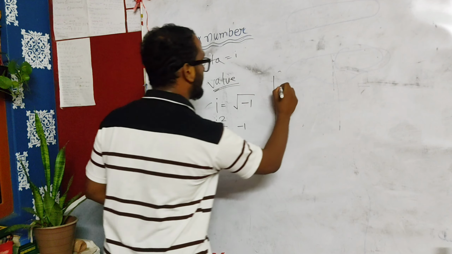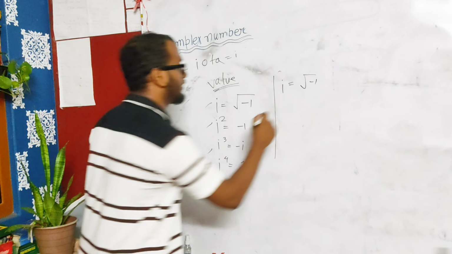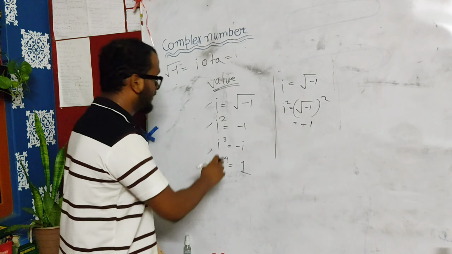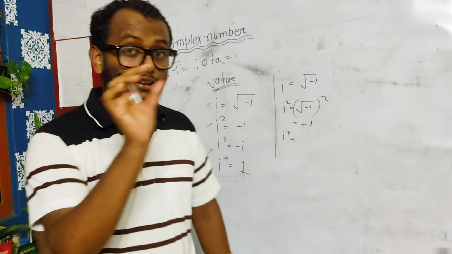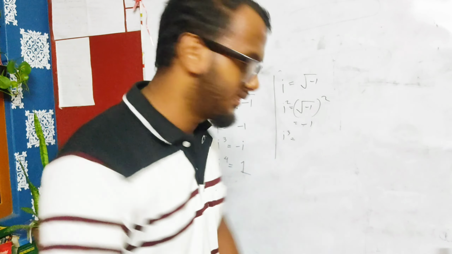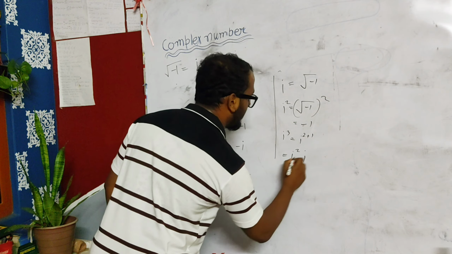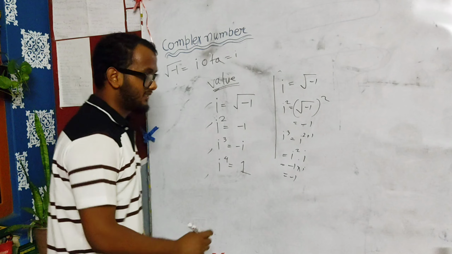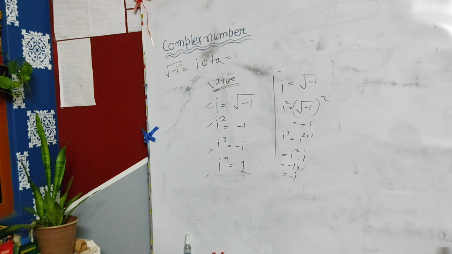See this one. We know i is equal to root over minus 1. When i square means squaring both sides, i square is equal to root over minus 1 whole square, that is minus 1. That is how minus 1 came. i cube, we can write as i square into i. What is i square? i square is minus 1. Minus 1 into i, that is minus i. Are you getting my point? Is this one visible?